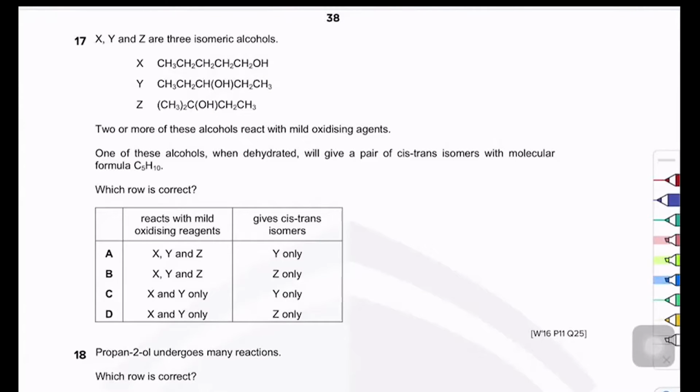Two or more of these alcohols react with mild oxidizing agents. Primary alcohol होगा. One of these alcohols, when dehydrated, will give a pair of cis-trans isomers. When do you get a pair of cis-trans isomers when dehydrated? When you get a double bond where the carbons are attached to two different groups. So OH and H remove करने हैं, but carbons are attached to two different groups. ठीक है? Will give a pair of isomers with formula C5H10. अच्छा, तो इन सब में कार्बन कितने हैं? 5 हैं. Okay. Yeah, they all have C5. But where will it be giving us a cis trans isomer?